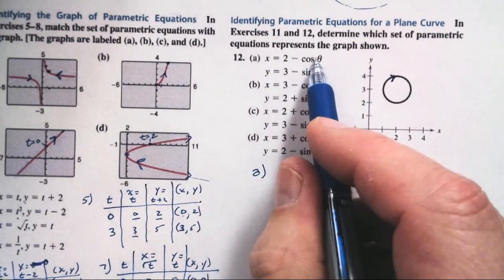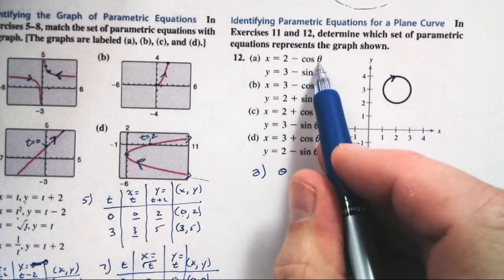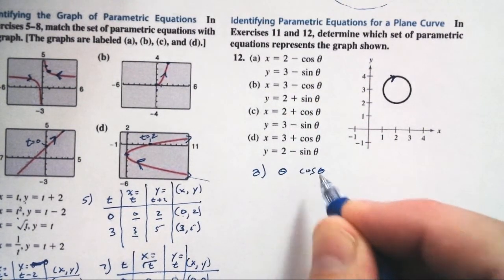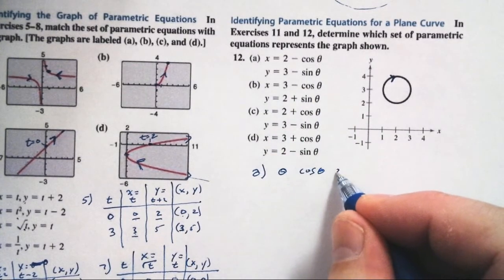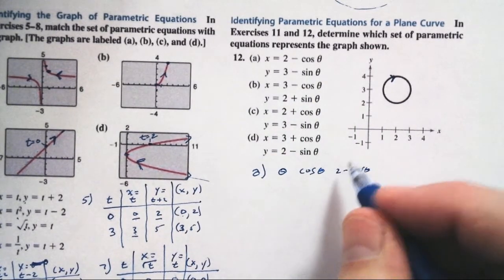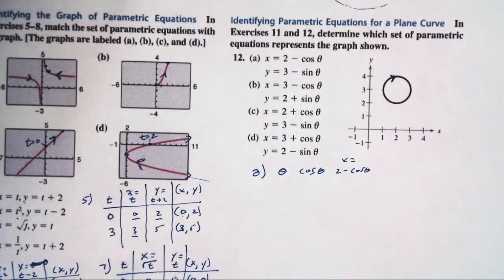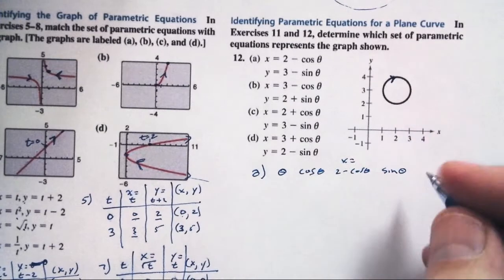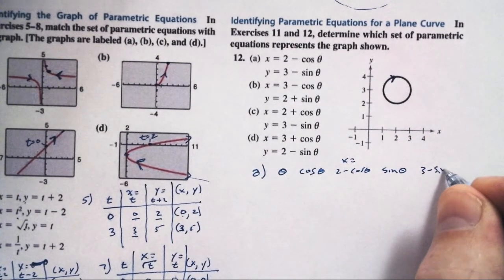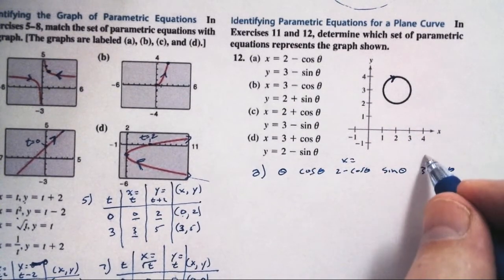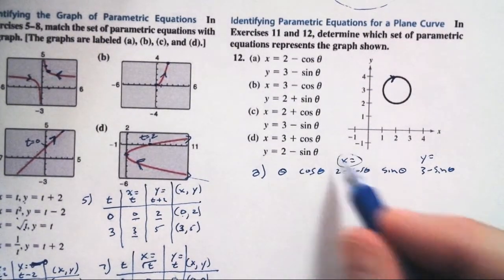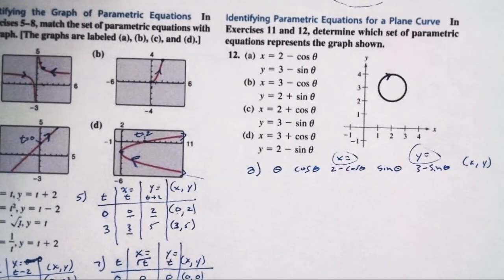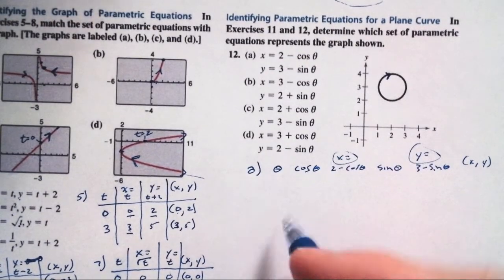So what are we going to do here? We're going to choose a value for theta. That's our parameter. We're going to take the cosine of that theta, and then we're going to take 2 minus the cosine of that theta, and that's what x equals. Then we're going to take sine of that theta, we're going to take 3 minus sine of that angle, and that's what y is, and this will give us our xy points that hopefully are on that circle. Well, let's find out.